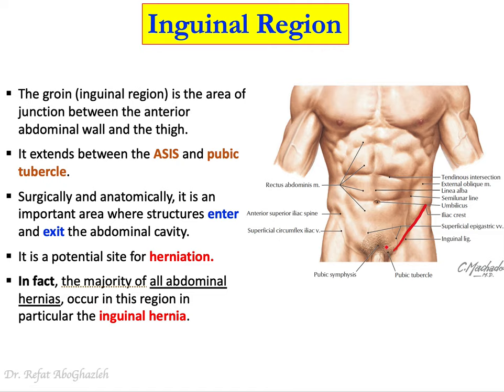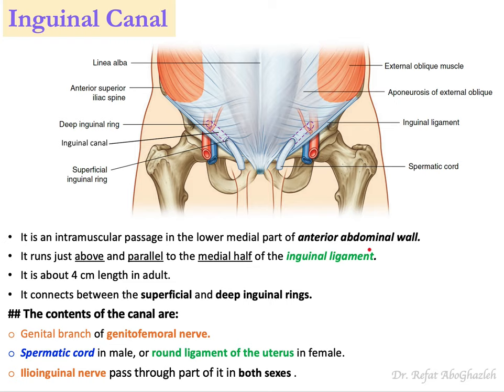Okay, so there is a crease here, the skin fold, which indicates the inguinal ligament from the anterior superior spine to the pubic tubercle. If you can't identify it because the patient is obese, you will find a skin fold between the thigh and the inferior part of the abdomen, which is the location of the inguinal ligament. Anyway, the majority of abdominal herniation occurs at this location or at this region.